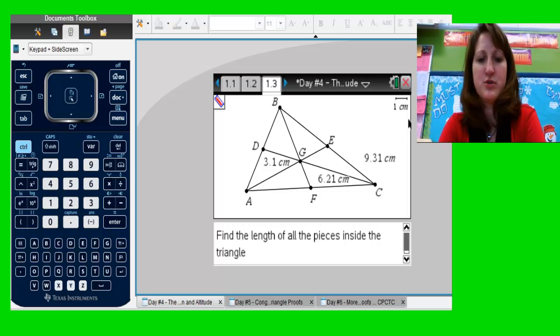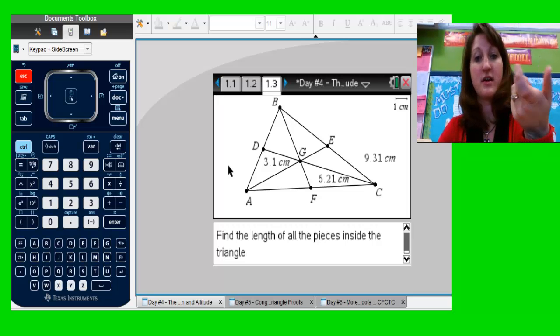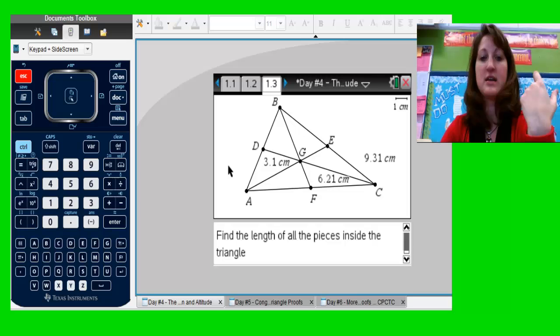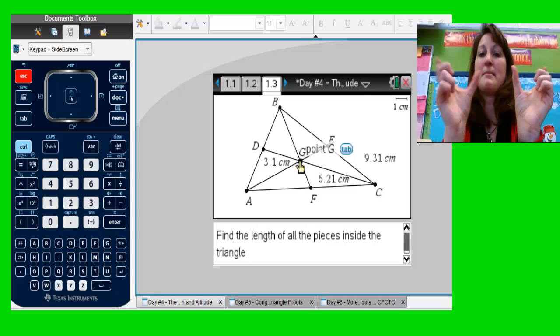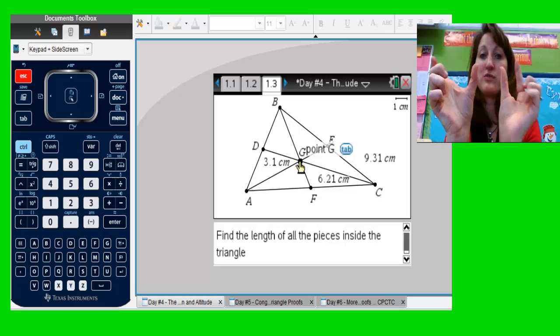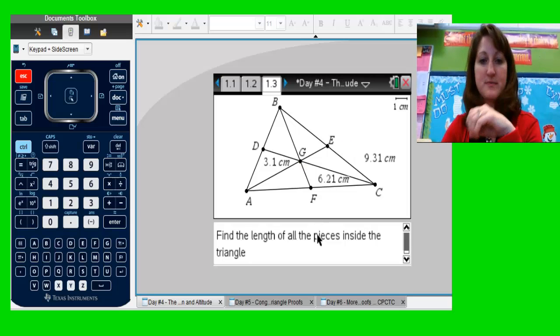So what I want to do is see if there's some sort of a relationship here. Well, if you look at the short piece and the long piece, what you should notice is that that short piece of the segment is half of the long piece. So when you have your three medians that meet in a triangle, they meet at this one point. That one point is called the centroid. The centroid breaks each median up into two pieces. You have a short piece and you have a long piece. The short piece is half of the long piece.